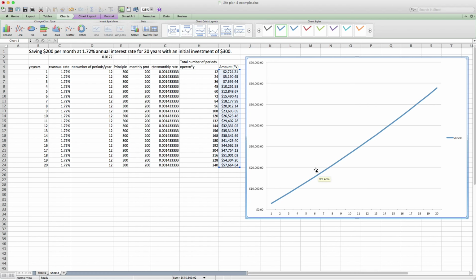Alright, so we can see it a little bit better. You'll see that if I come along here, it says at point 3 I have $7,699.44, which corresponds right there with year 3. And at the end, if I hold my cursor over it, it gives me the final amount, $57,664.64. So it automatically generates the line for me by just highlighting it and doing that.